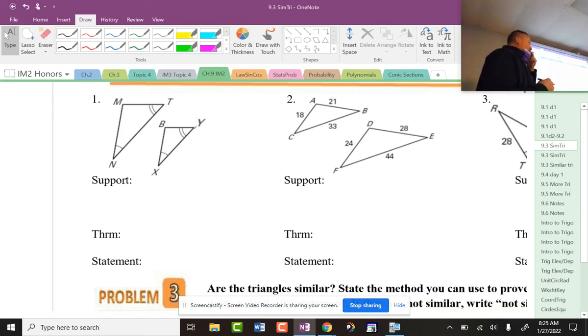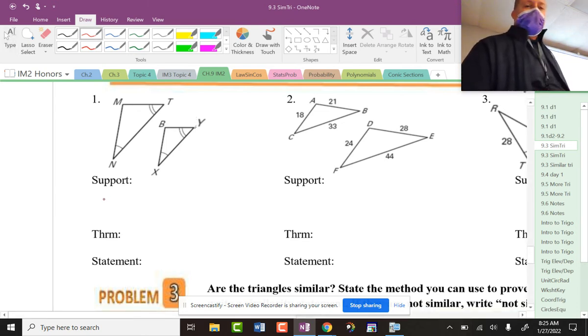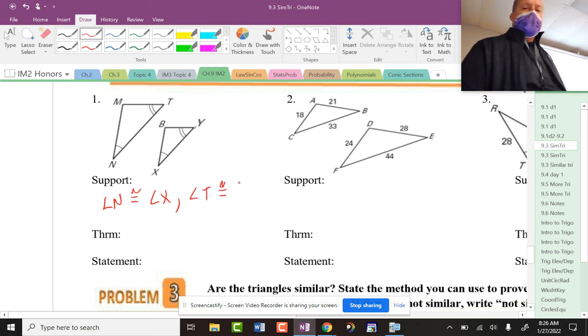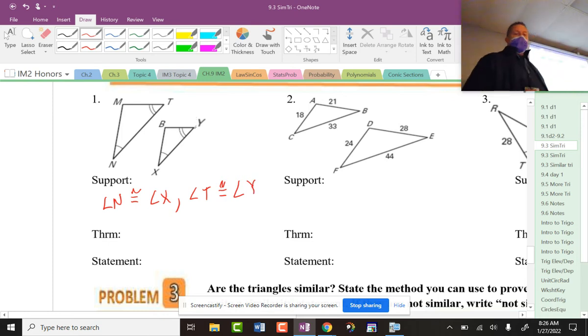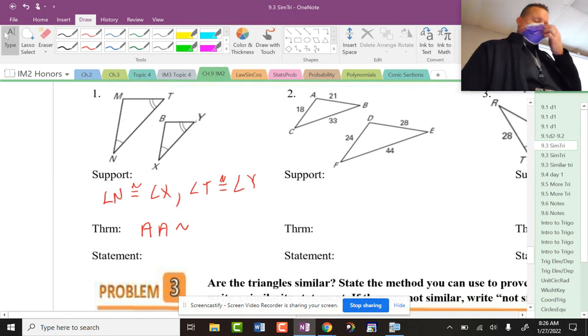Which of the 3? 3, 2, 1, go. AA. Ooh, we're not really talking much in this hour. So the support says that angle N is congruent to angle X. This is what you write. And then angle T, you're just proving that you know what those symbols mean, meaning that the angles are congruent. So the theorem is the AA postulate, or theorem. Got to stop saying postulate. It's just stuck in my brain.